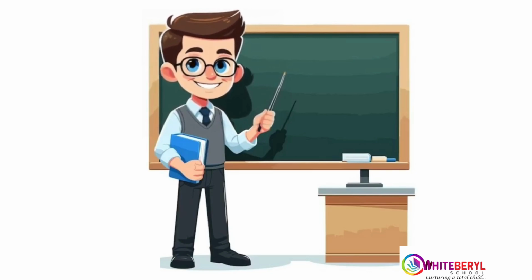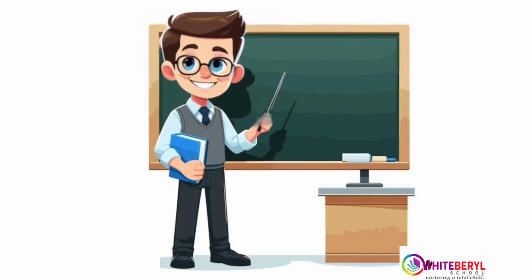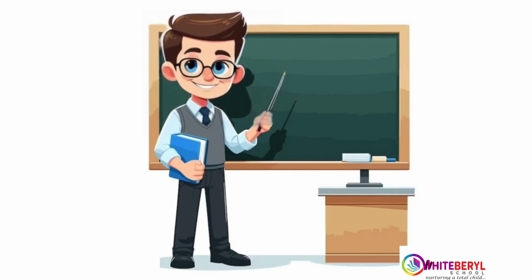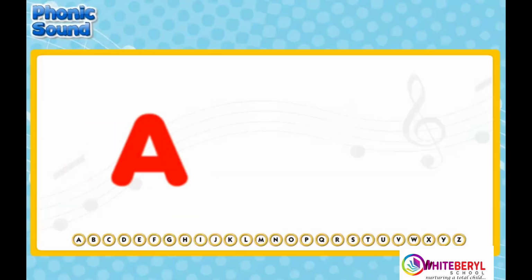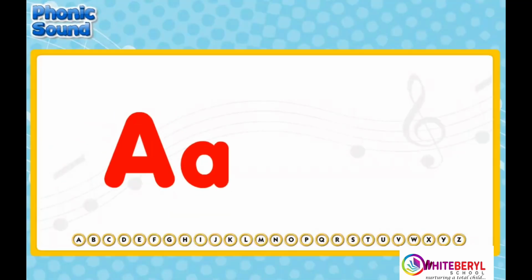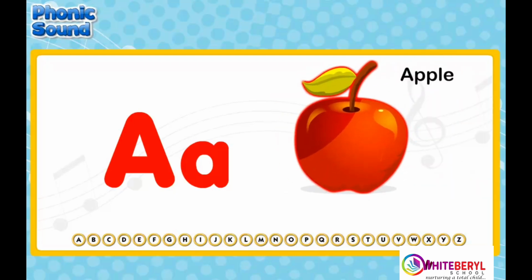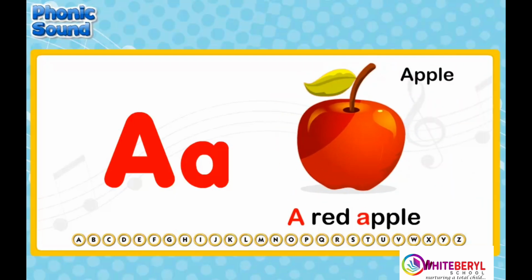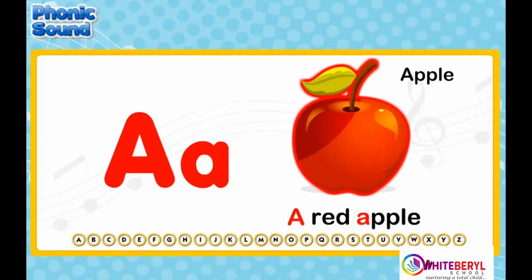Today we'll be looking into the phonics sounds of alphabets, from alphabet A to alphabet Z. Let's go. A, a, a. Apple. A red apple.